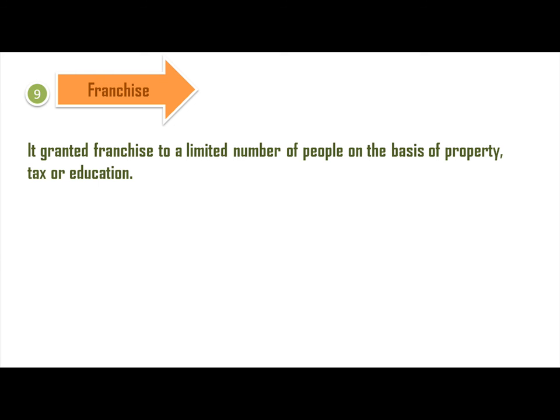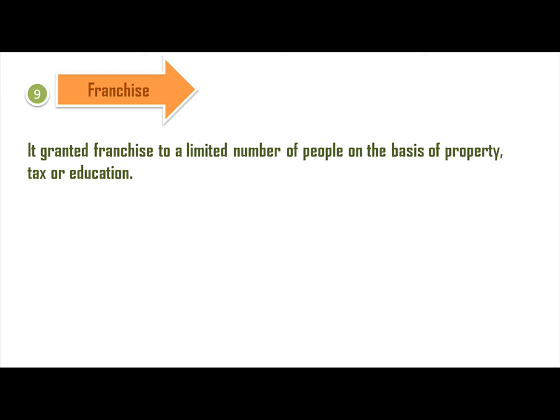So these franchises started. On what basis they started: basing upon the property, the taxes that they were paying, and the educational qualification that they had. Very few people who were rich, who paid a lot of tax, who were well educated, would have the right to vote. Everyone did not have this right to vote at that time. So these are the important features of the Government of India Act 1919.